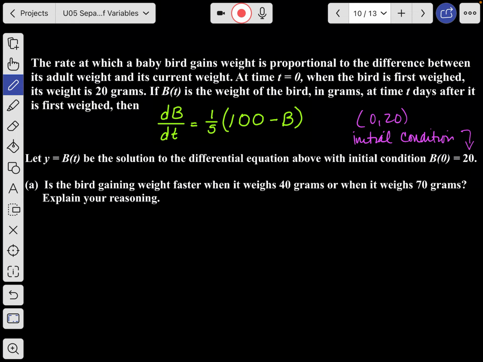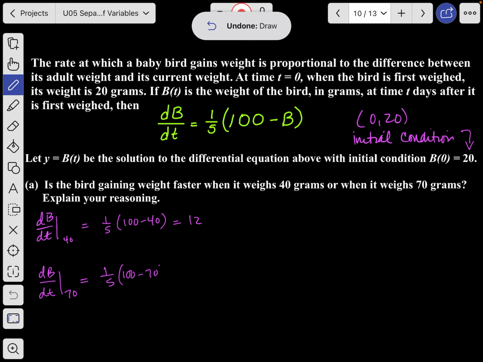So, question A, is the bird gaining weight faster when it weighs 40 grams or when it weighs 70 grams? And explain. So, let's just calculate. So, dB/dt at 40, and then dB/dt, what's the rate of change at 70? So, let's plug it in. 1/5, and then 100 minus 40. So 100 minus 40 is 60. A fifth of 60 is 12. So the rate of change when it weighs 40 is 12 grams per day. When it weighs 70, oops, 1/5 of 30 is 6.